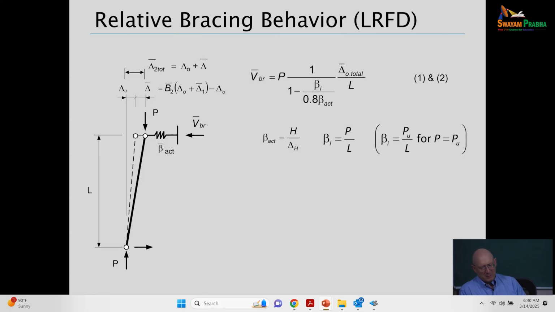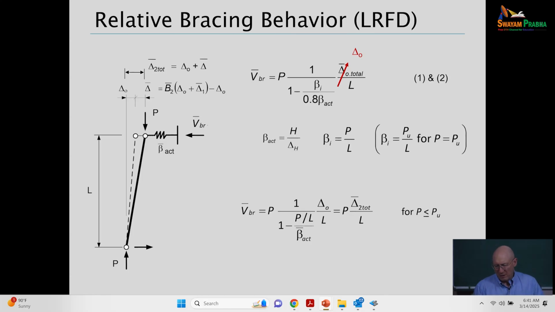Let's say that P is variable and we're varying P from 0 up to PU. And same beta actual, the ideal bracing stiffness is P over L. That's good. Beta I is PU over L when P is equal to PU. So if we make these substitutions into the equations at the top of the slide here, we basically end up with an equation for a variable P that we're increasing from 0 to PU.